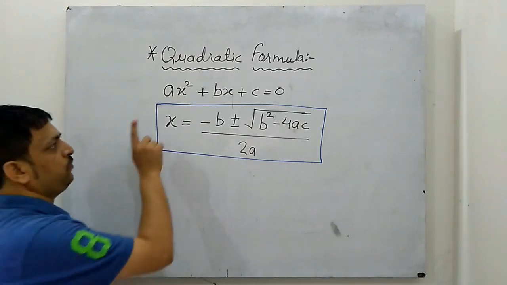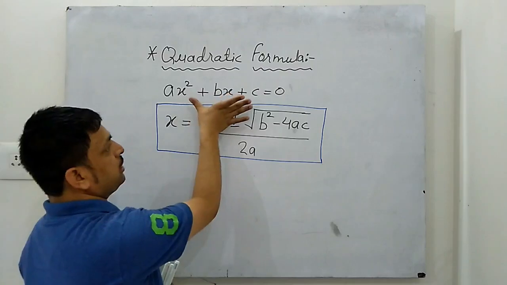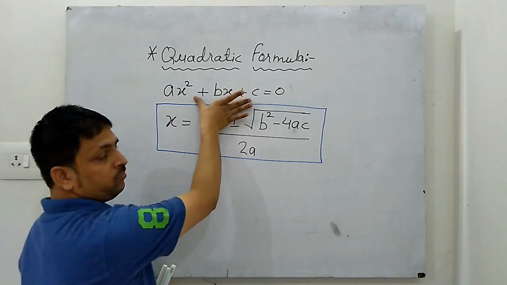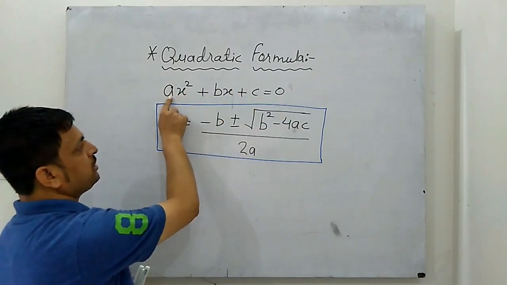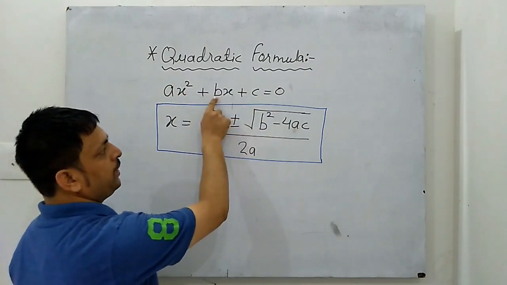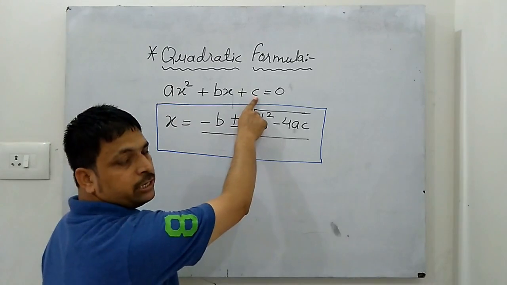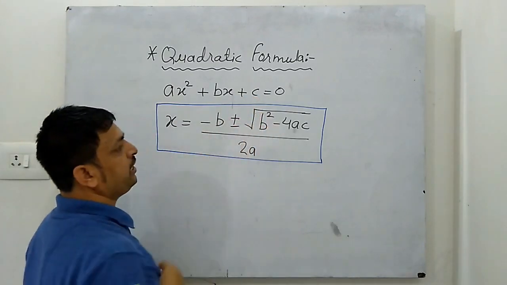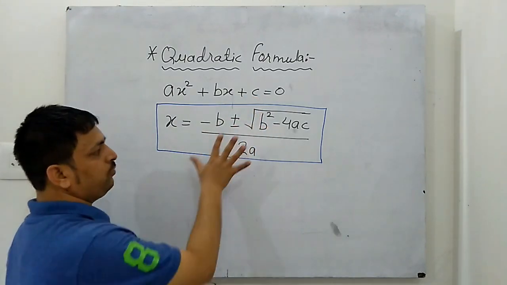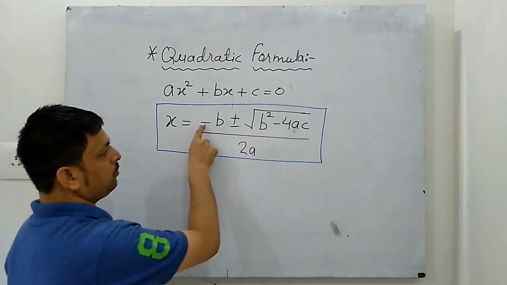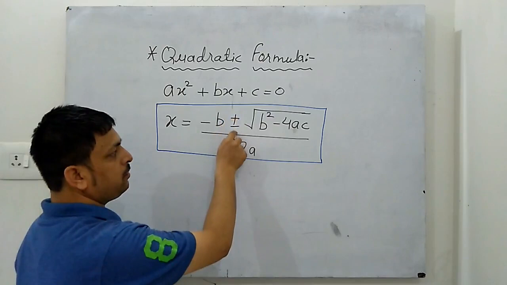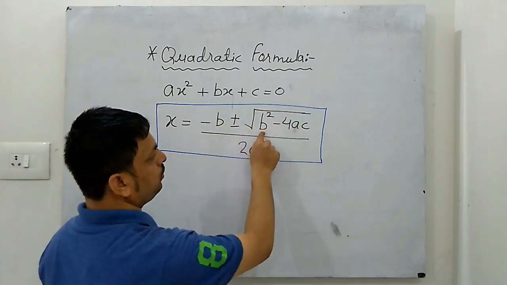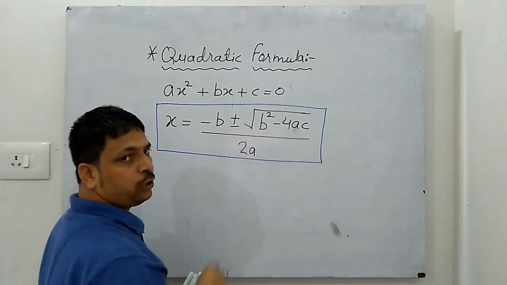First the equation should be in this form, that means RHS should be 0. So the coefficient of x square will be a, the coefficient of x will be b, and the constant will be c. After finding the values of a, b and c, you will apply this formula. What is the formula? Minus b plus minus, there are two signs, plus and minus, square root b square minus 4ac upon 2a.